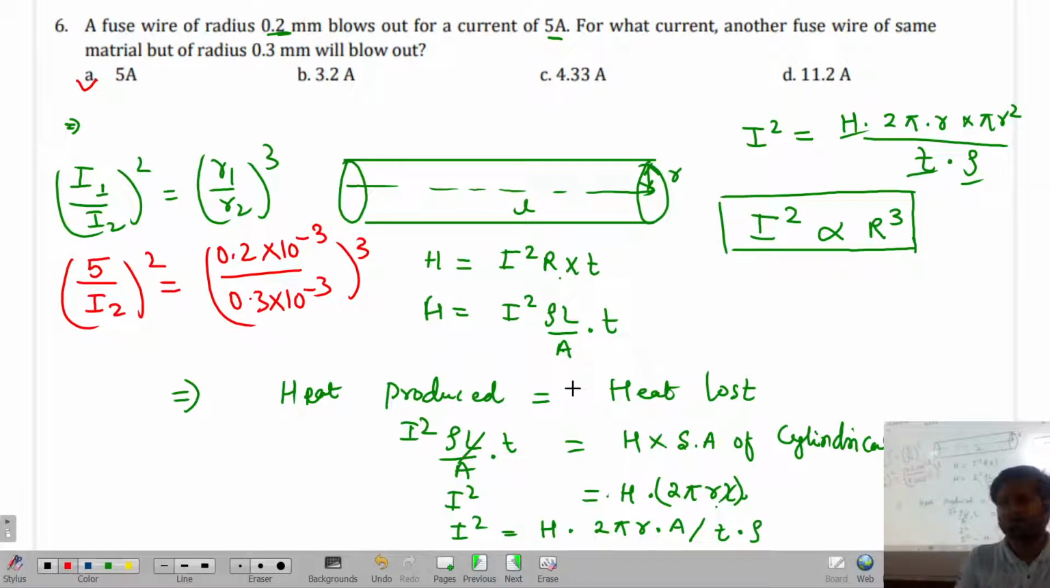It will be approximately 5 ampere. Got it? Current remains sometimes the same. Yes or no? It is in terms of cube, it is in terms of square. That is why it is remaining the same over here.